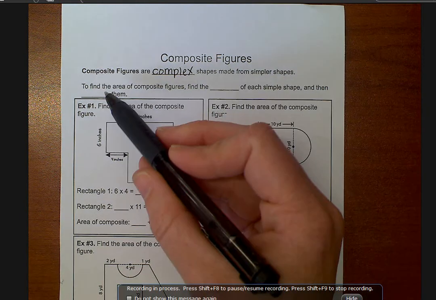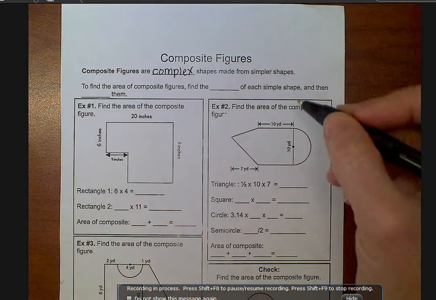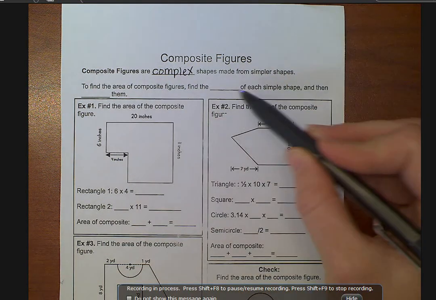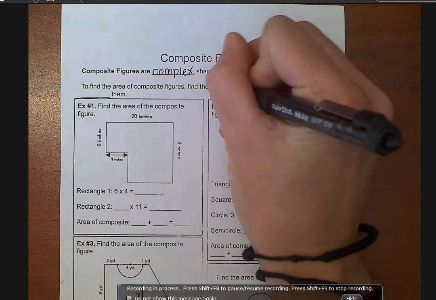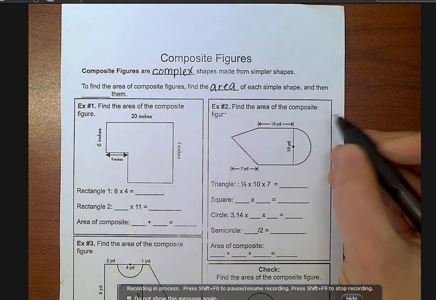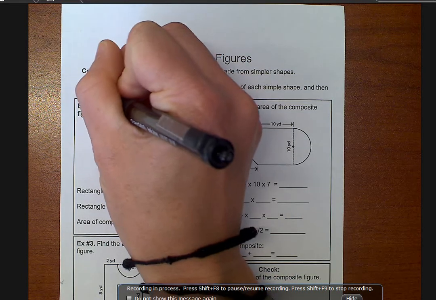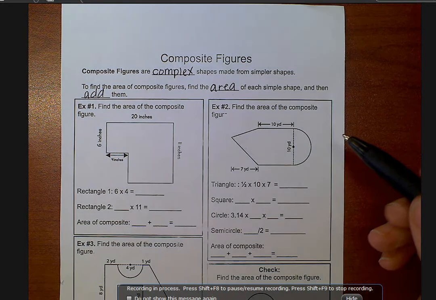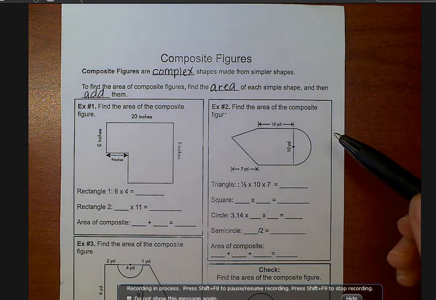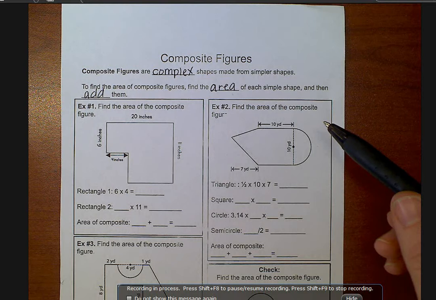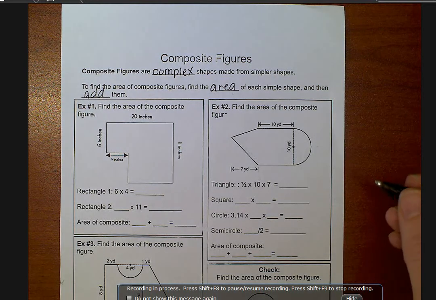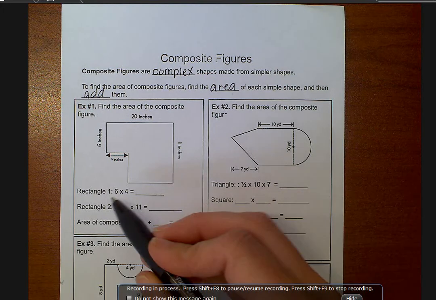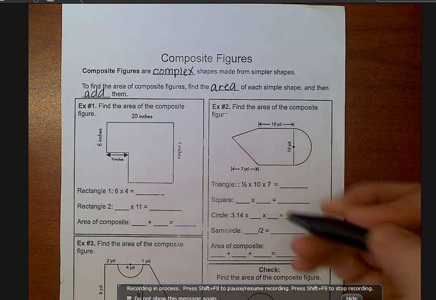So to find the area of the complex shape, you have to find the area of each simple shape, and then you will add all of those areas. All right, so example 1, it says find the area of the composite figure. More often than not, the most difficult part of this is splitting up the shape so that you're able to find any missing sides. So we're going to start with breaking it down into two different rectangles.